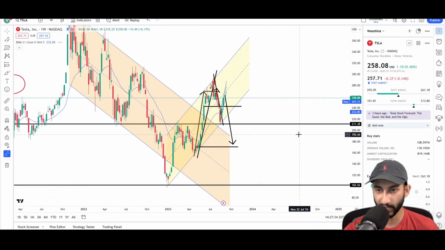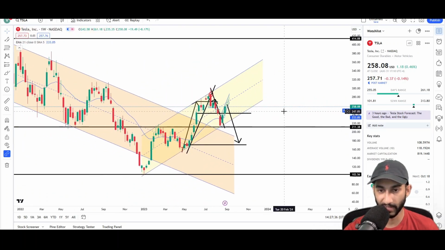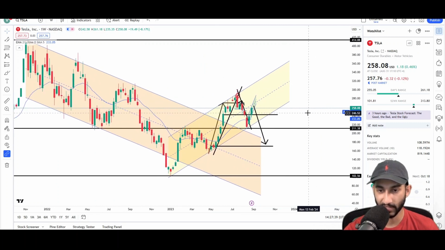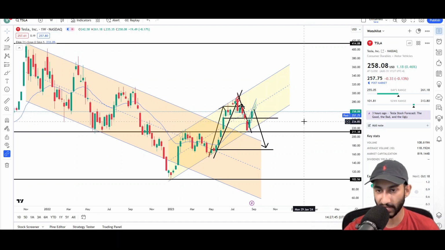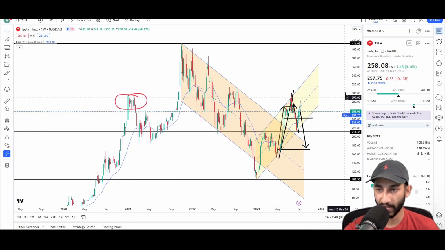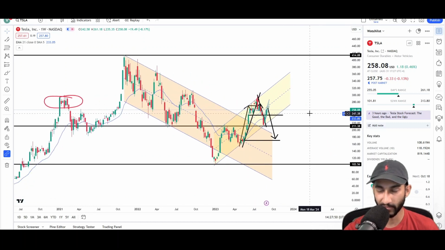Now let's take a look at the weekly chart. Again, this is just my opinion, not trading advice, not financial advice, just going over the chart and what can potentially occur. And if that helps you, that helps you. If it doesn't, then you can just use it for entertainment purposes. Anyway, we have the weekly chart present right now.